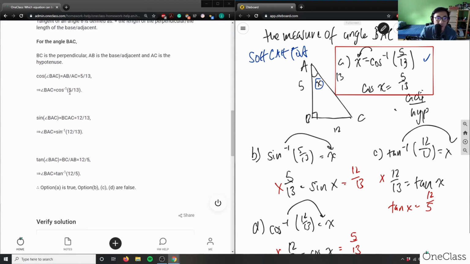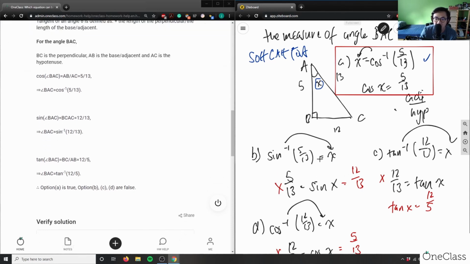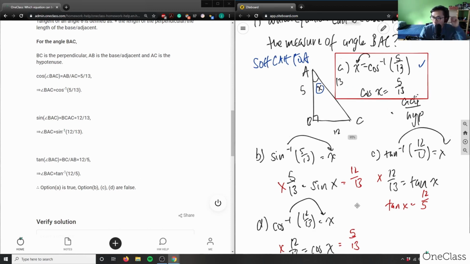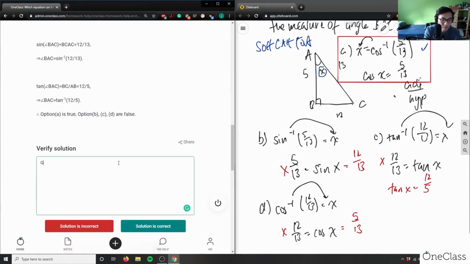So A is correct: cos of BAC is 5 over 13. Then they verified that sine equals 12 over 13, and tangent is 12 over 5. Therefore, all of these other solutions are false, and this is the correct answer. Great solution and analysis. So the solution is correct.